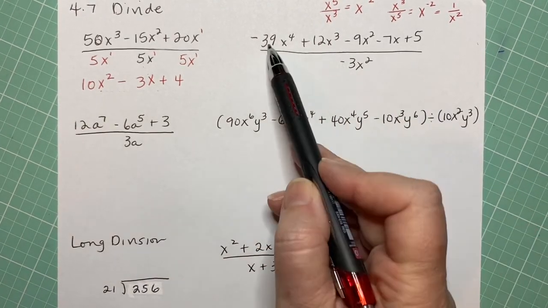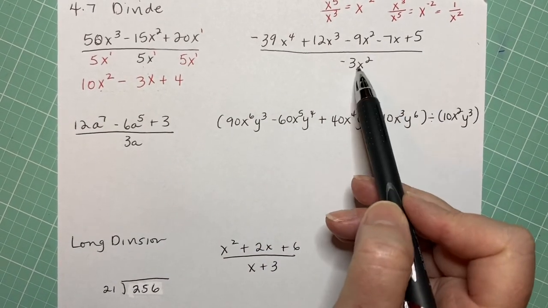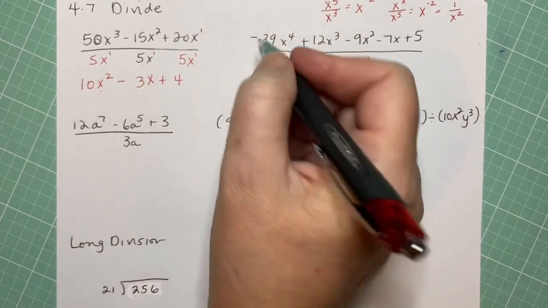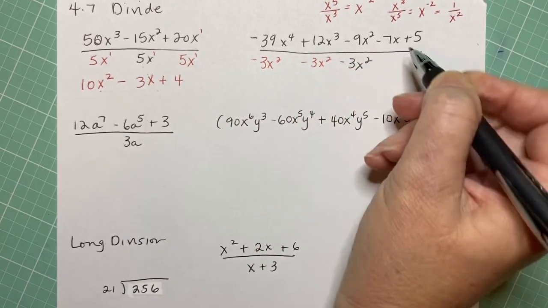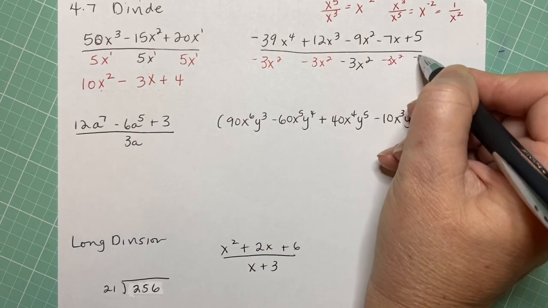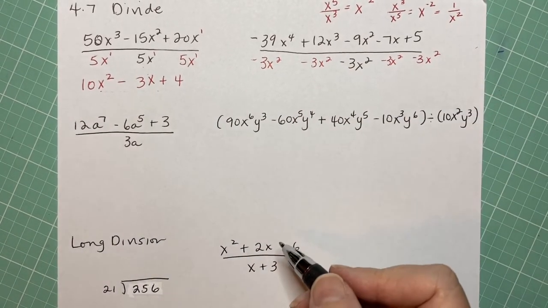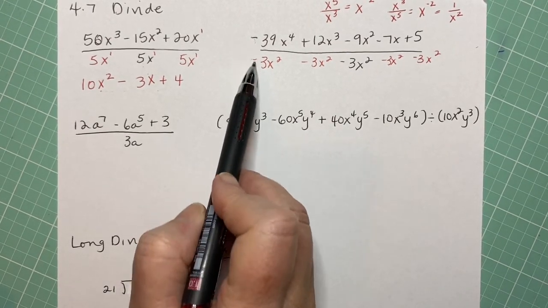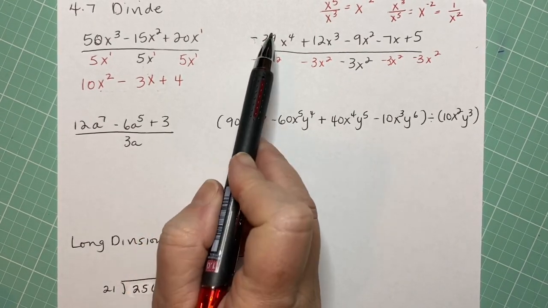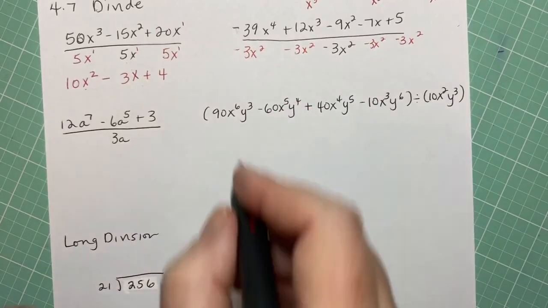So this next one, we've got what, 5 terms here, and we're going to divide them all by negative 3x squared. And again, you don't have to do this. It just kind of helps your brain see it lined up. So I'm going to write this negative 3x squared under each one of them. And then you got to think about your signs. So the signs are alike, so it's positive. 39 divided by 3 is 13.